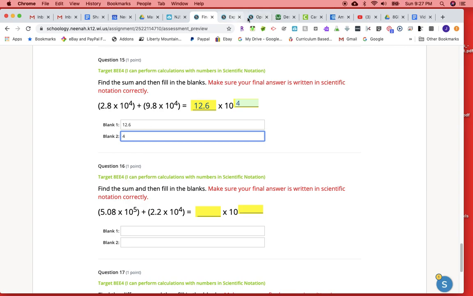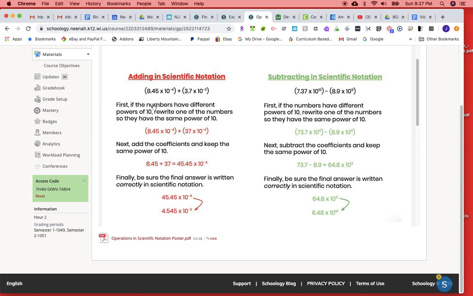And I'm just going to prove to you where I'm getting this when we add. First, if the numbers have different powers of 10, rewrite one of the numbers so they have the same power of 10. We already have the same power of 10. Then it says add the coefficients and keep the same power. And that's what we did. Last step is making sure that it's in the correct scientific notation.